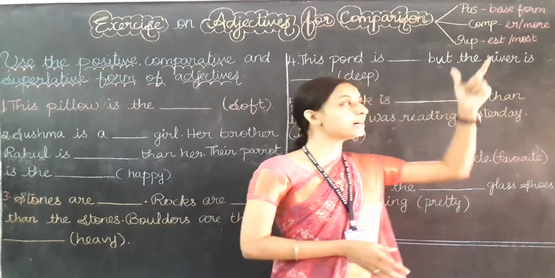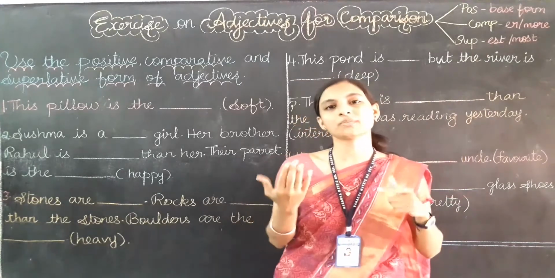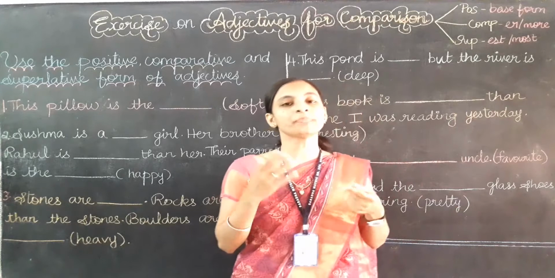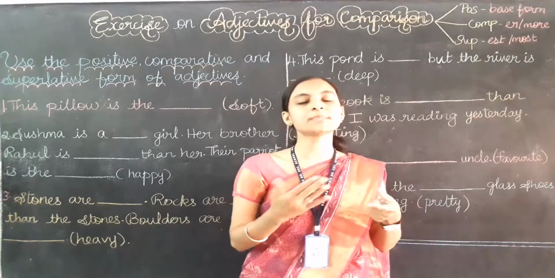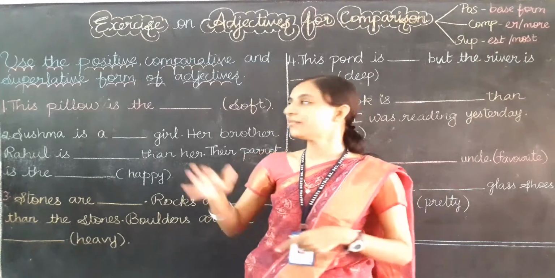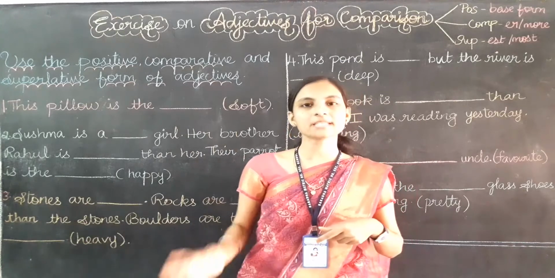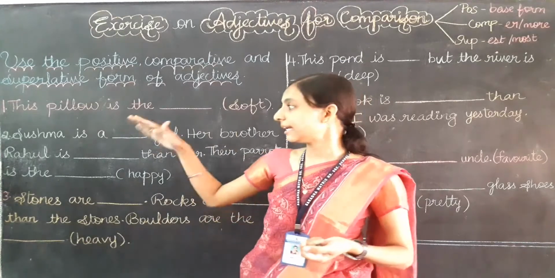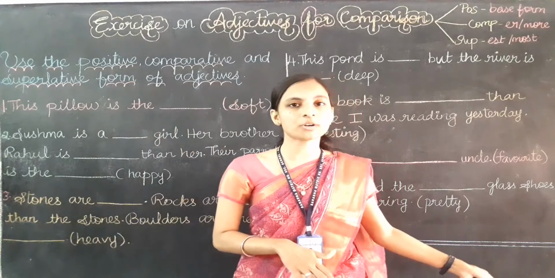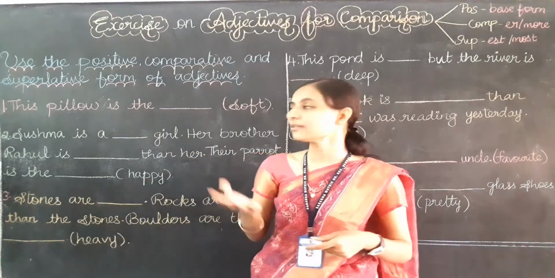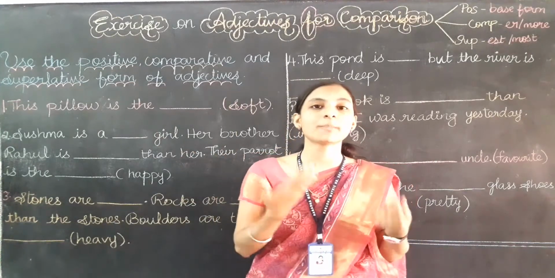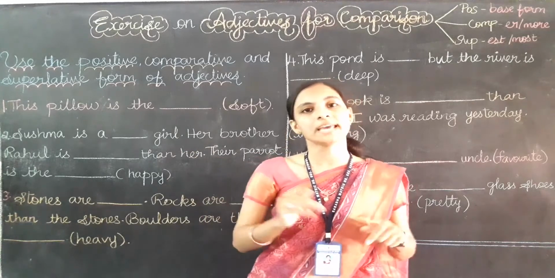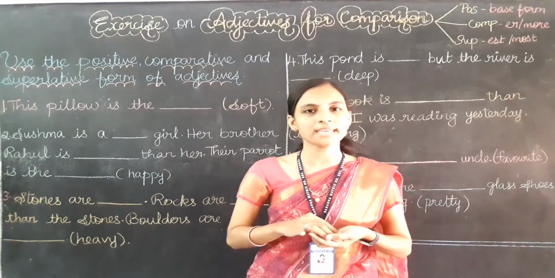I hope you are clear with these forms of adjective because we have already learned in the previous video. If you have not watched that video, please do watch. And in this video we are going to do the book back exercise on adjective for comparison. Here I have written 7 questions on the board. From the 7 questions you have to find out which form of adjective can be used for these sentences. Shall we start doing the exercise?